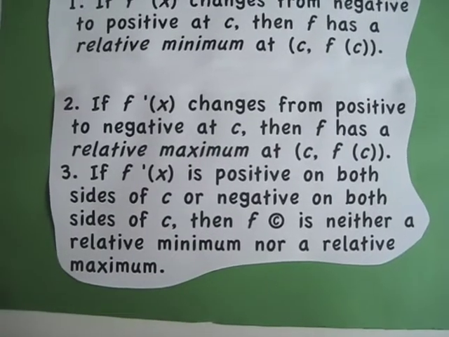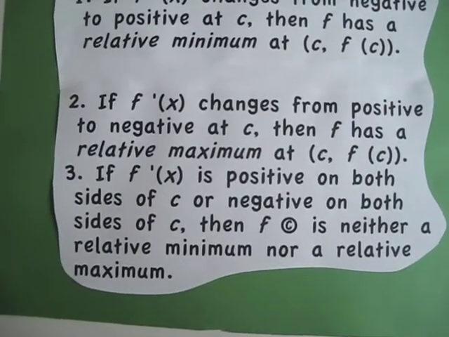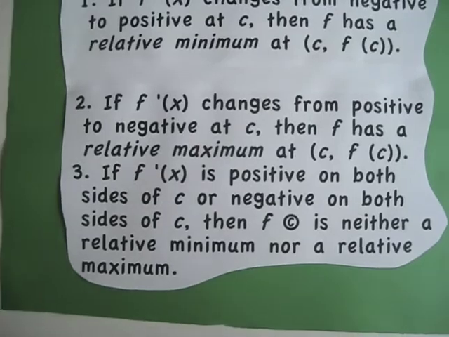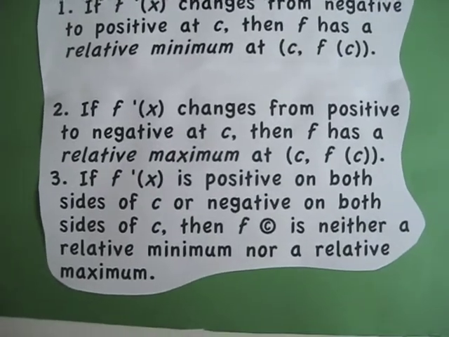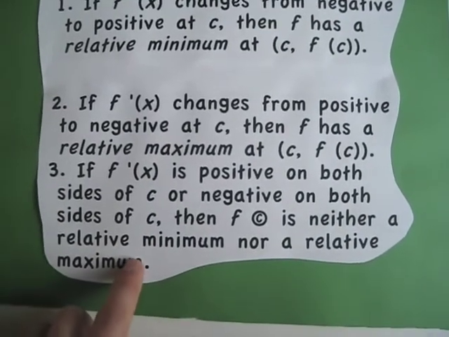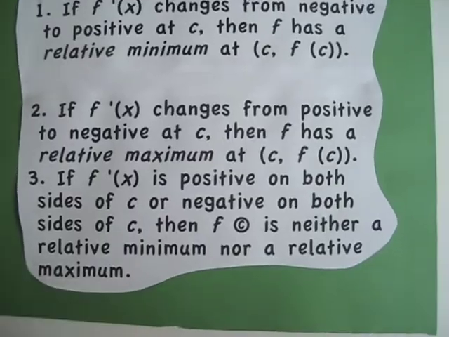If f prime of x is positive on both sides of c, or negative on both sides of c, then our f of c is neither a relative minimum nor a relative maximum. How do we know where it changes from positive to negative? Well, we use our first derivative test.